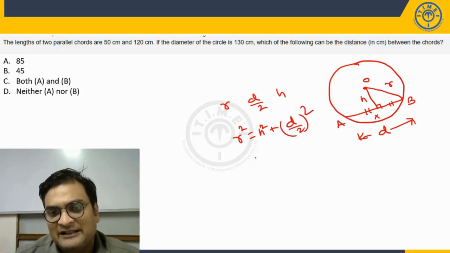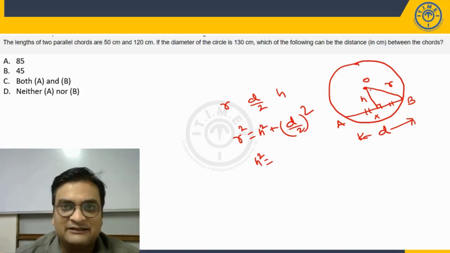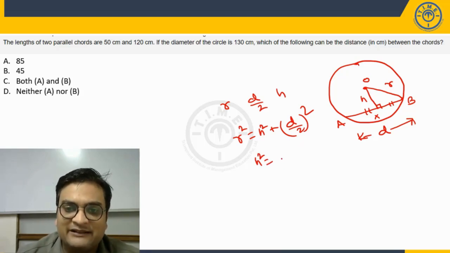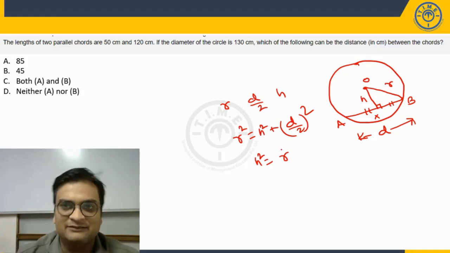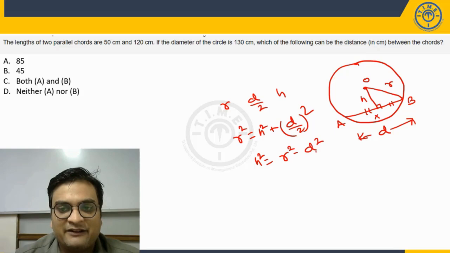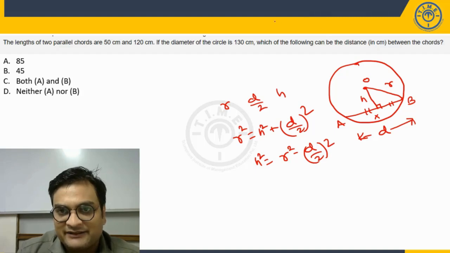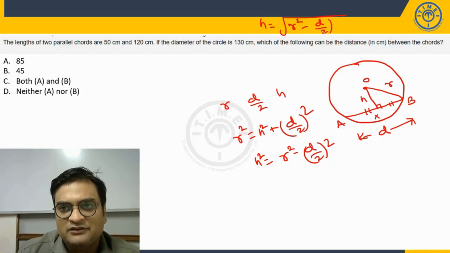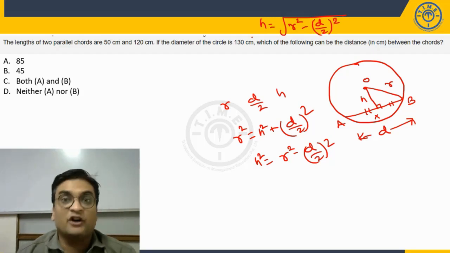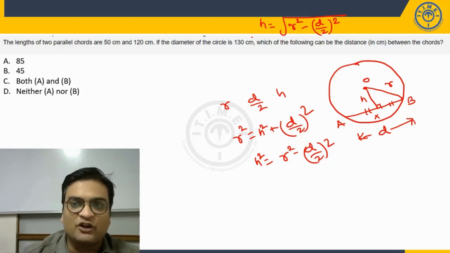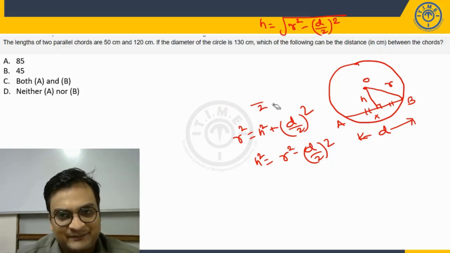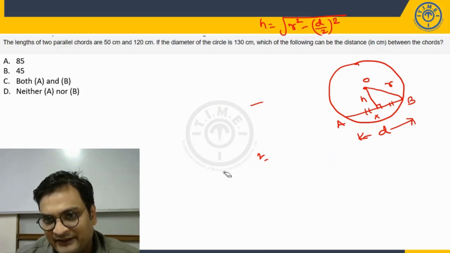Right? So that means h square, which is nothing but the distance between the chord and the center, we are right now discussing in general terms, I am just trying to share a small point and then we'll continue with the question, can be obtained as r square minus d square by 4, or d by 2 whole square. So thus h will be nothing but root over r square minus d by 2 the whole square. So this is your height or distance of the center from the chord, or distance of the chord from the center of the circle.